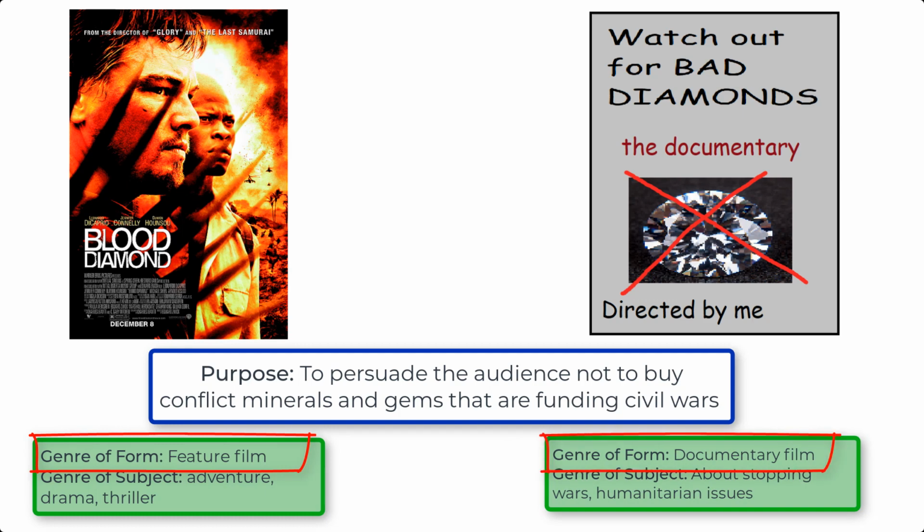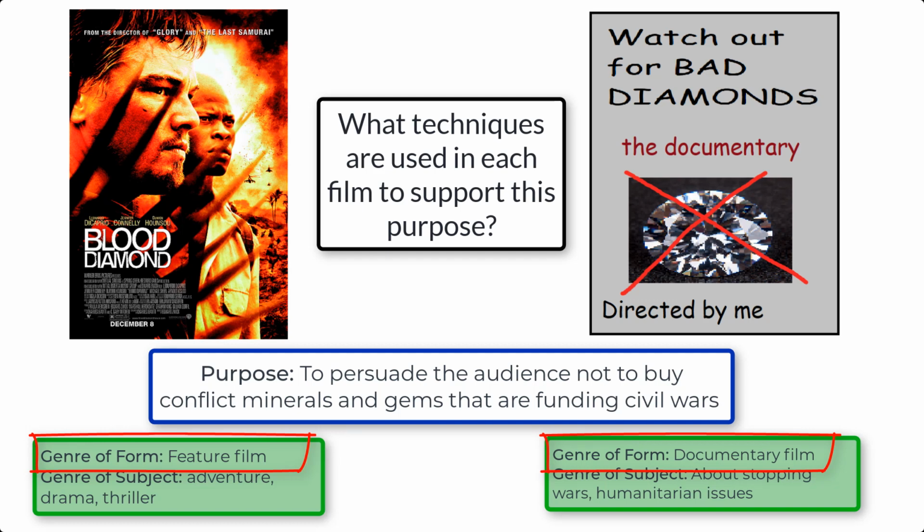Now back to the question. The question is basically saying, okay, so we know that these two texts share the same purpose or the same goal, but what are the techniques that each of these texts uses to achieve that purpose? That is the thing that we need to compare. And these techniques will differ because even though both are technically film, one is a feature film or movie, and the other one is a documentary film. And movie directors use different techniques to documentary filmmakers to convey their ideas.